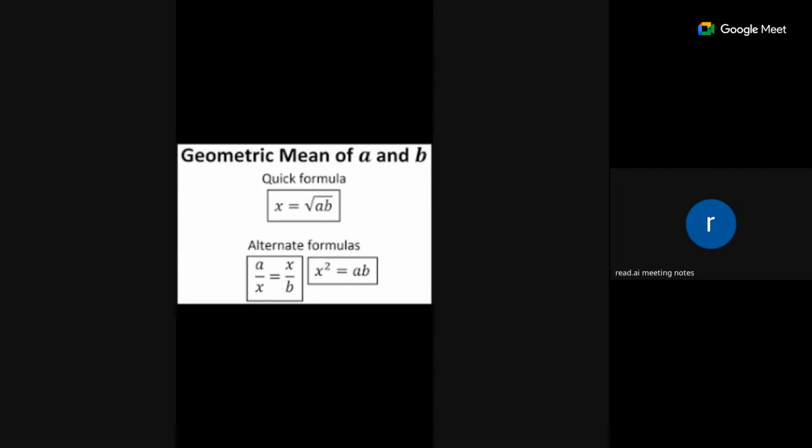Then we also have the geometric mean. The way we have the arithmetic mean, for the geometric mean you are going to multiply the two numbers they give you together and find the square root of it.